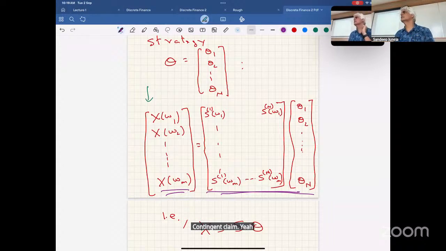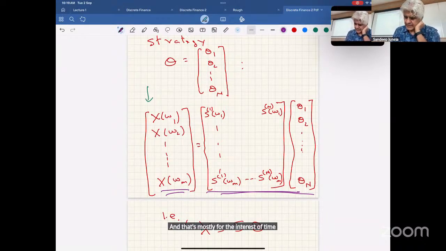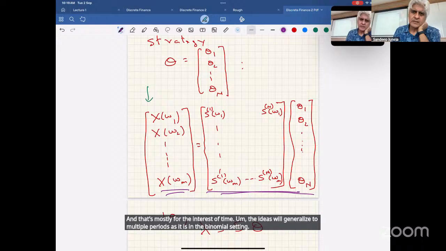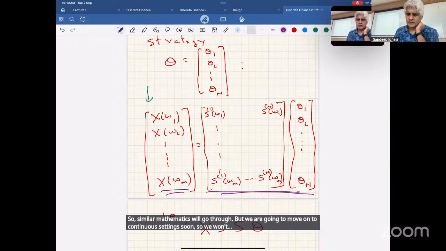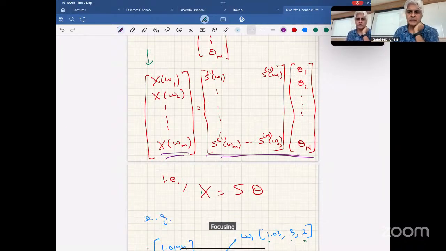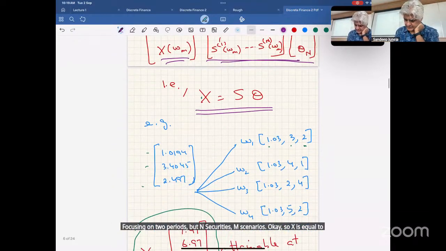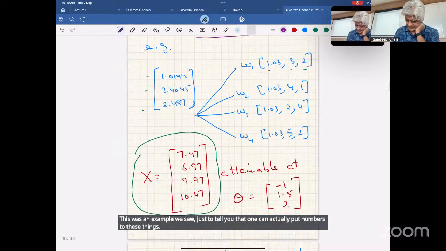Yeah? So this is for the 2-period model. I'll just consider the 2-period model in this generality, and that's mostly for the interest of time. The ideas will generalize to multiple periods as it is in the binomial setting. Similar mathematics will go through, but we are going to move on to the continuous setting soon. So we won't pursue this, but there are certain inherent key linear algebra ideas which are worth showing in this setting. That's why I'm focusing on 2-period, but N securities, M scenarios. Okay, so x is equal to S theta. This was the example we saw, just to tell you that one can actually put numbers to these things.